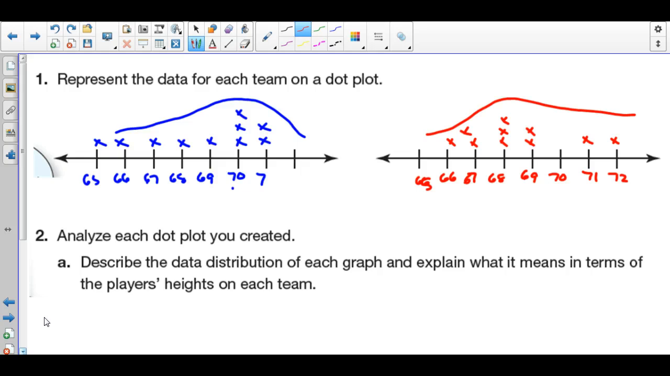So now that my dot plots are created, what I'm going to end up doing then is take a look at which way these data distributions look, if they're skewed left, skewed right, or symmetric. It looks like this one for the home team here on the left. This was the home, and this was the visitors. So it looks like the home team had a skewed left distribution, which means that more of your players were taller. And over here on the visiting side, it looked like the data was skewed right, which means the majority of your players were shorter. So that's what it's talking about as far as these distributions for 2A.